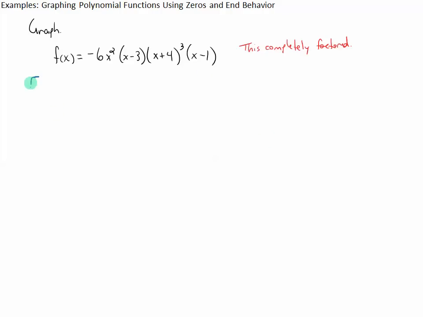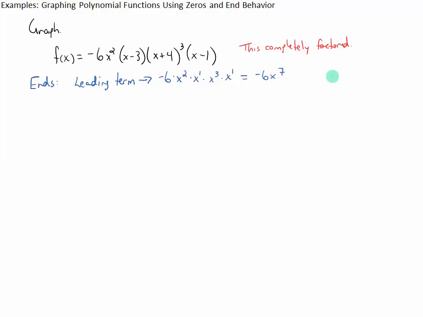I'll start with maybe the ends of this polynomial. The ends of the polynomial are dependent on the leading term. And of course, the leading term is what you get if this was all multiplied out, if it was simplified, if there were no parentheses. So the leading term here would be what you get if you multiply -6 by the x squared by the first term inside these parentheses, which is x to the first, by the first term here, which would be x to the third, by the first term here, which would be x to the first. And of course, that is -6 x to the seventh.